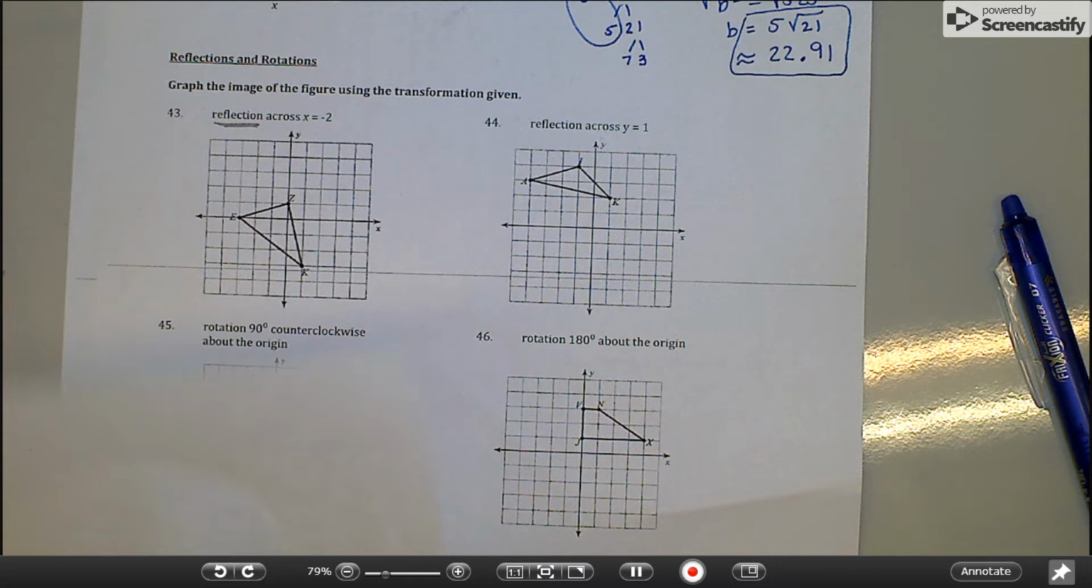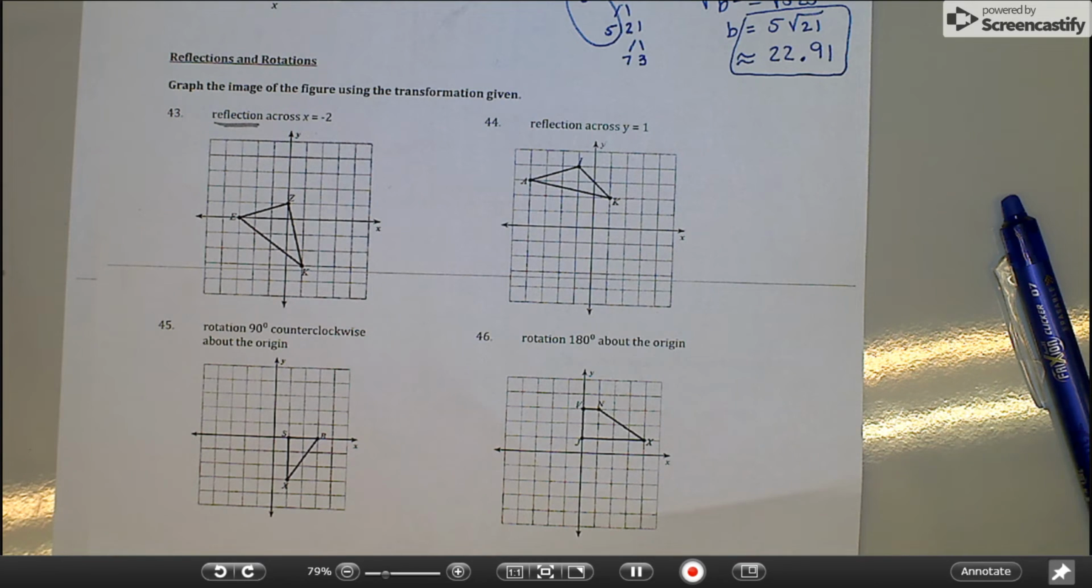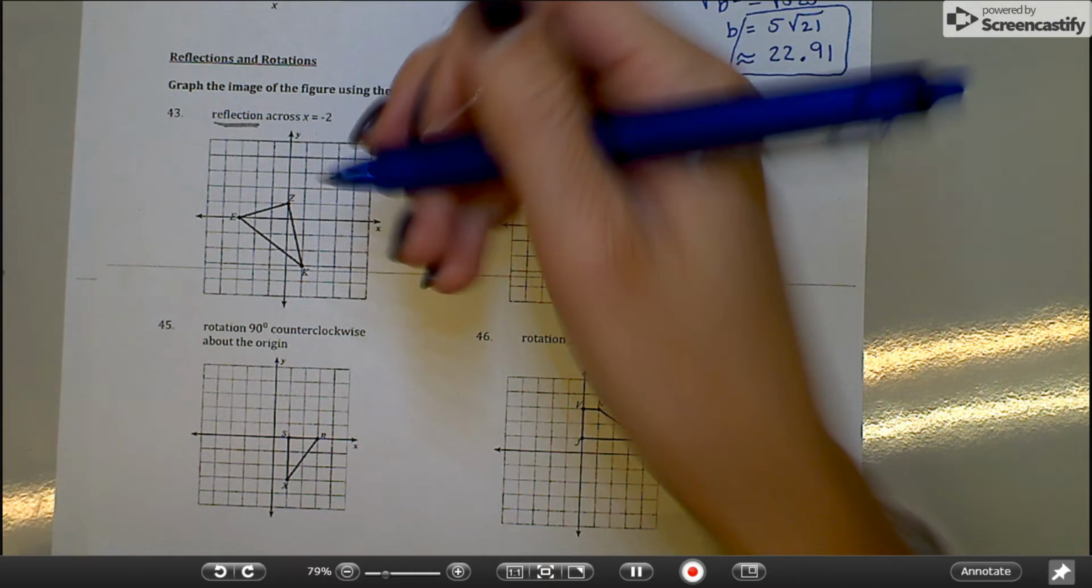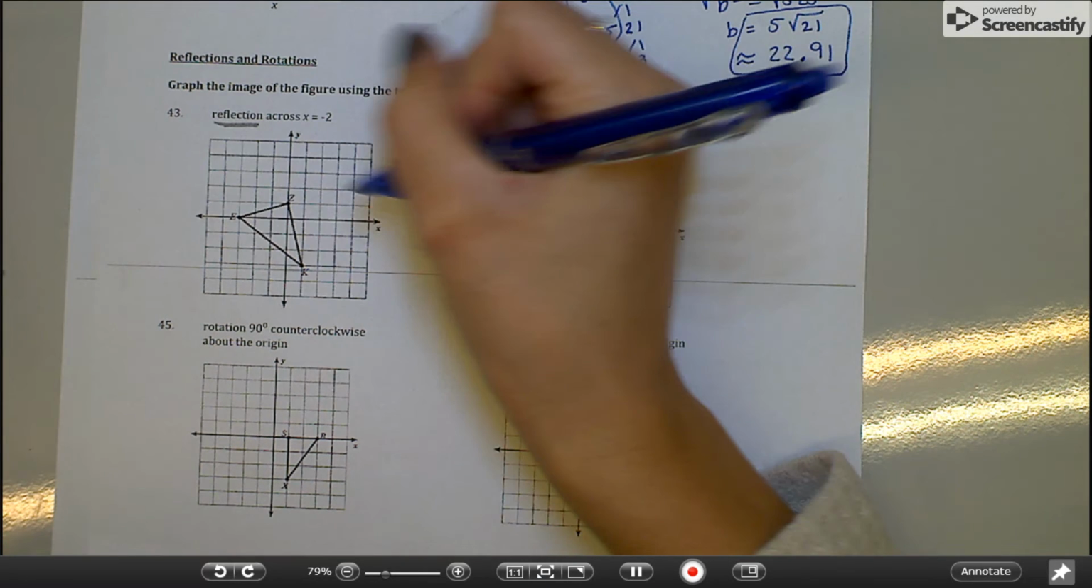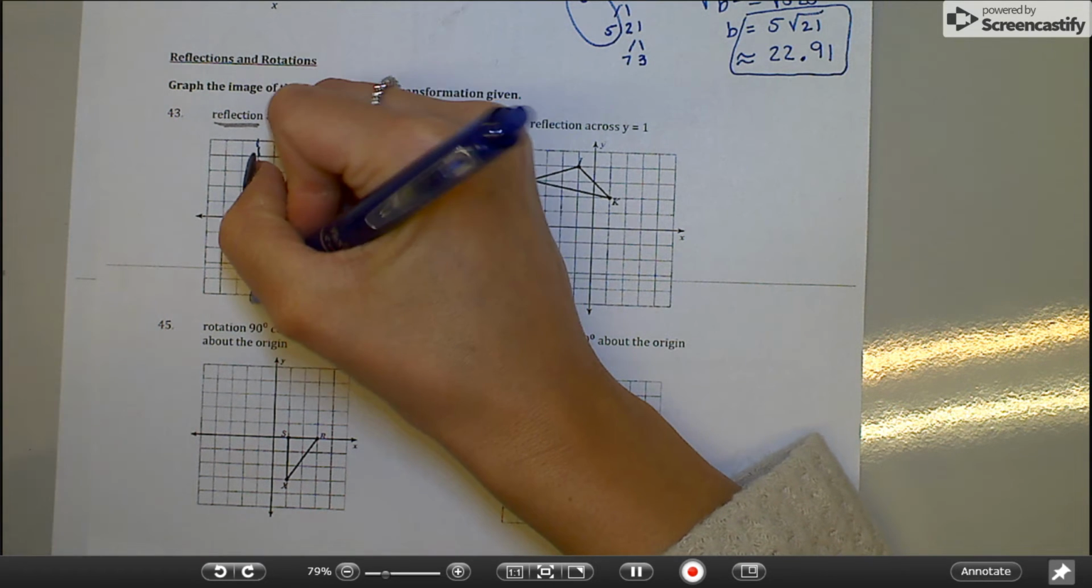Reflections just mean that you're flipping across something, and they want us to find the reflection across x equals -2. Well, this is the x-axis. The line x equals -2 is right here. It's this dotted line that I'm drawing in.